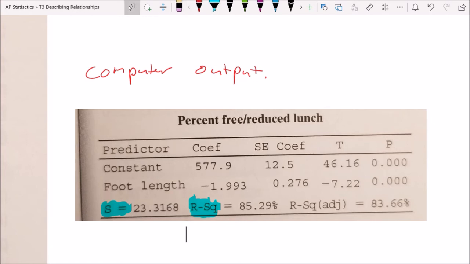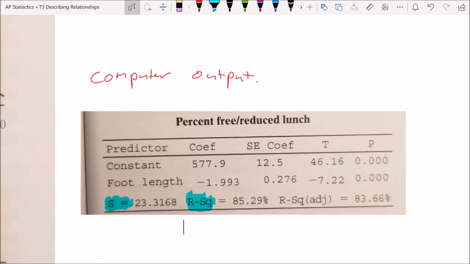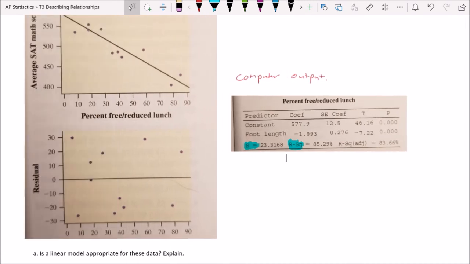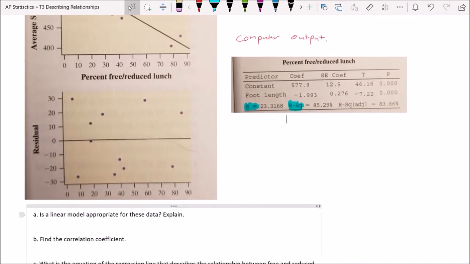Okay, and so there's a couple other questions that we need to be able to answer from this. I want to show you how to think about that. So what are those questions? Let's answer them. First of all, is a linear model appropriate for these data? Yeah, definitely, because there's no curviness in the residual plot. That's the reason.